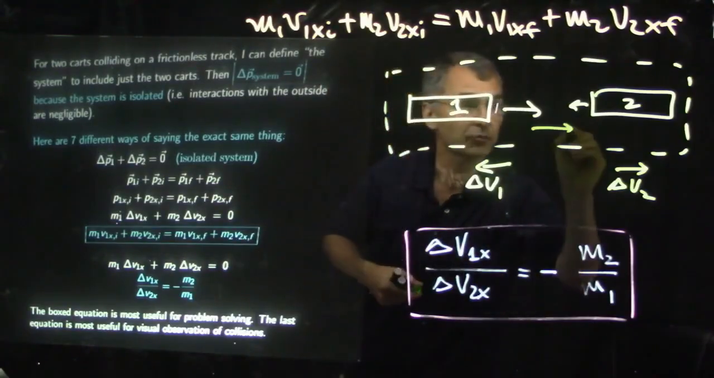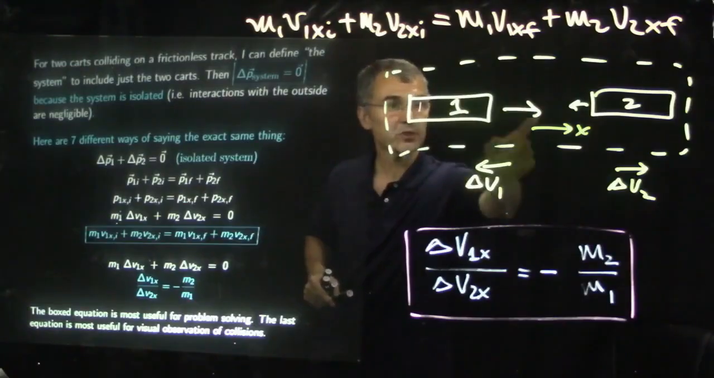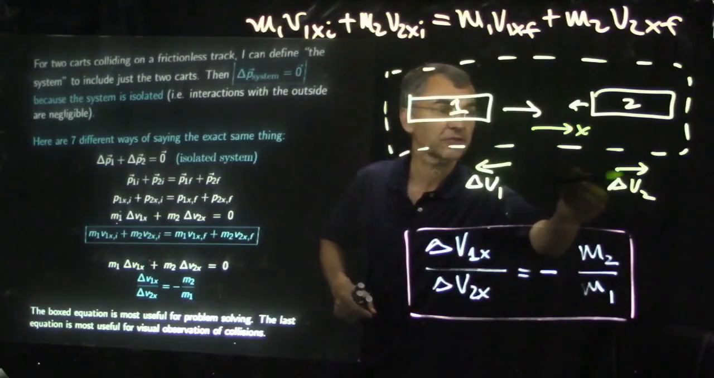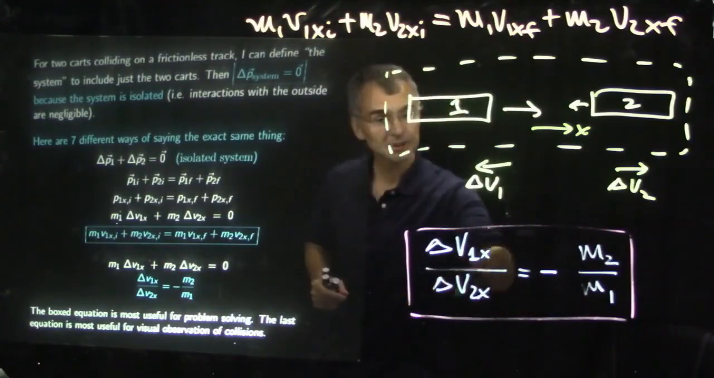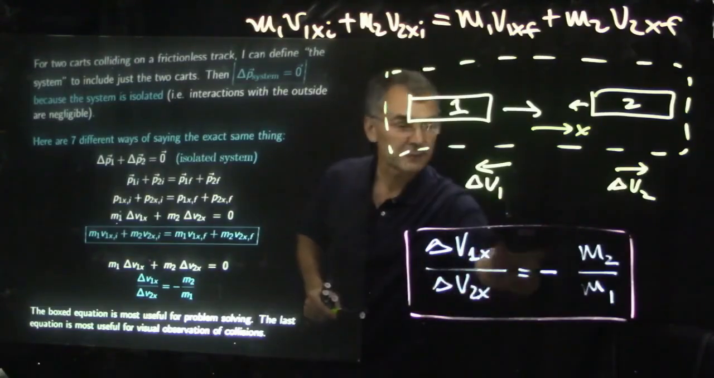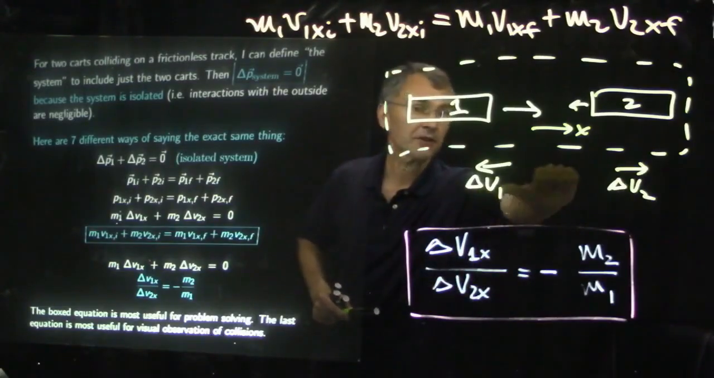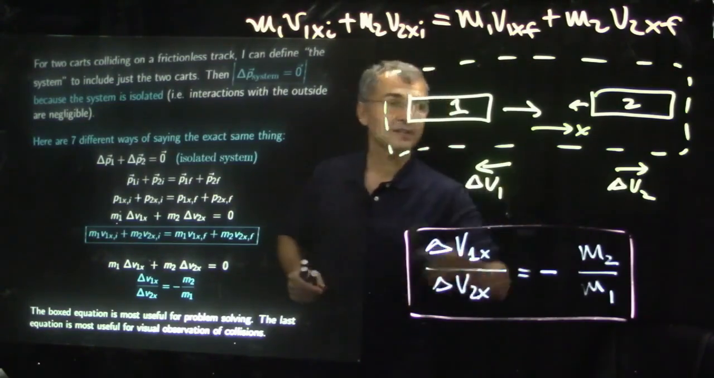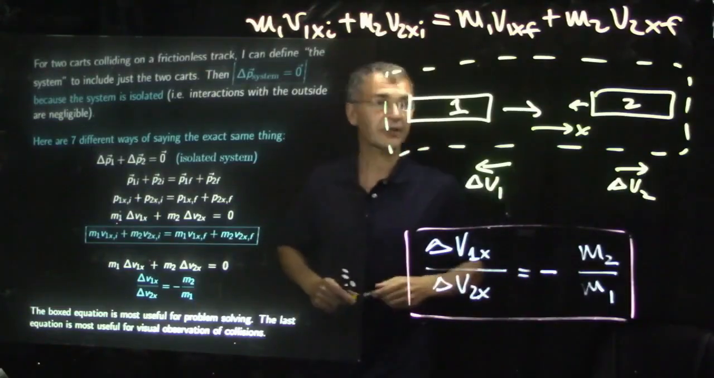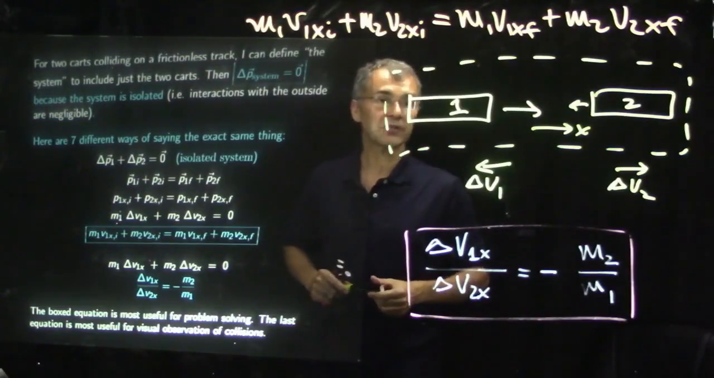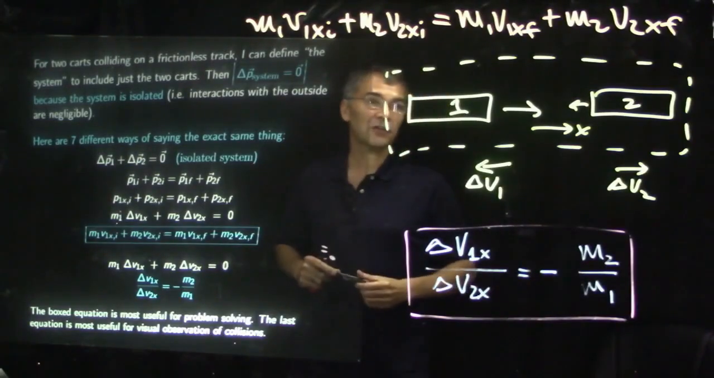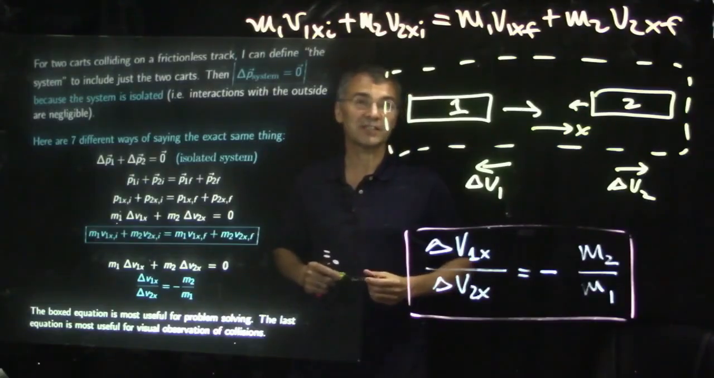If you have the x-axis pointing this way, then probably object 1 will experience a change in velocity whose x-component is negative. Object 2 will experience a change in velocity whose x-component is positive. And you want to compare those two things. You say, how does delta V1 compare with delta V2? The minus sign tells you that if object 1 experiences a change in velocity to the left, then object 2 must experience a change in velocity to the right, or vice versa. And this ratio tells you that the more massive object will experience a smaller magnitude change in velocity, and the less massive object will experience a larger magnitude change in velocity. So let's look at that again.